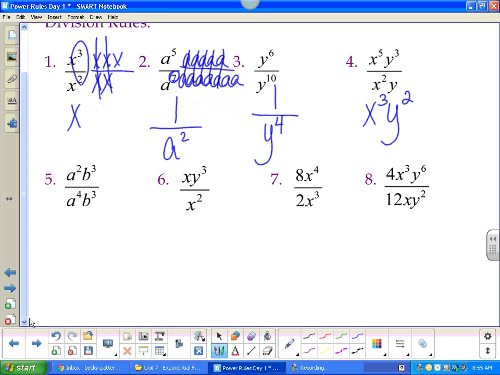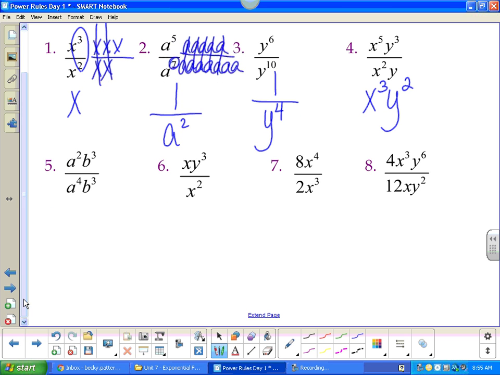Number 5, I'm going to have an a squared left, but it's going to be on the bottom because that's where I have more to begin with. And then my b's completely cancel because they're the same, so they're gone. So all I have left is 1 over a squared. X's, I have 1 left on the bottom, and the little y cubed is just hanging out on top.